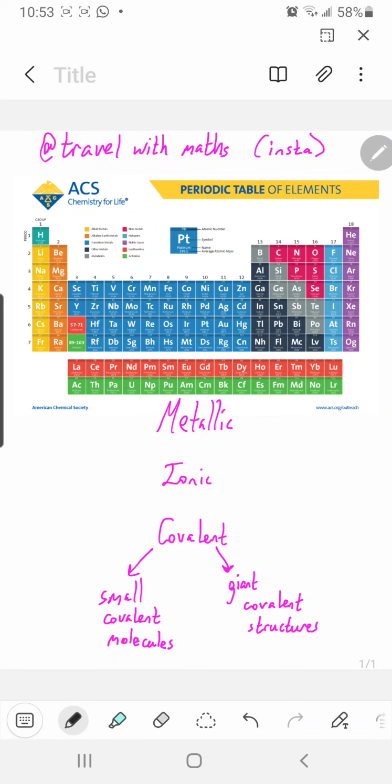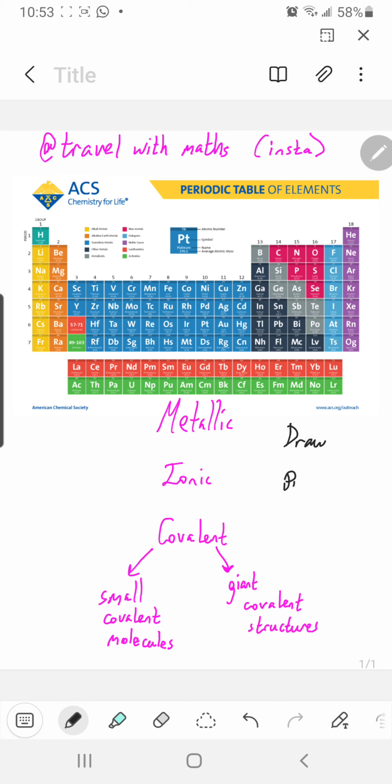All right, so in bonding, you need to know about metallic bond, ionic bond, covalent bond, and then covalent, you need to know about small covalent molecules like chlorine, nitrogen, oxygen molecules, and then giant covalent structures like diamond and graphite most of the time. Okay, and then in each of those bonding, you need to understand how to draw the structure.